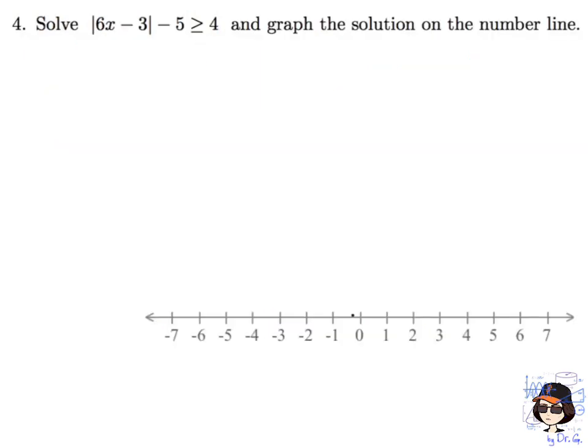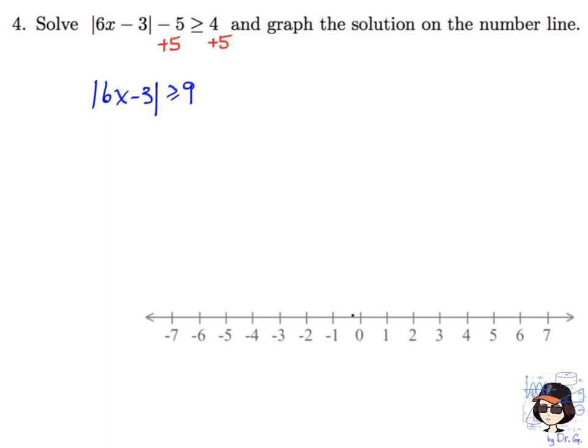Okay, the next question. Here's an absolute value inequality. We're going to solve it for x and graph the solution on the number line. So remember, with absolute value inequalities, you want to isolate the absolute value first. So here I'm going to add 5 to both sides, and I'm left with absolute value of 6x minus 3 greater than or equal to 9.